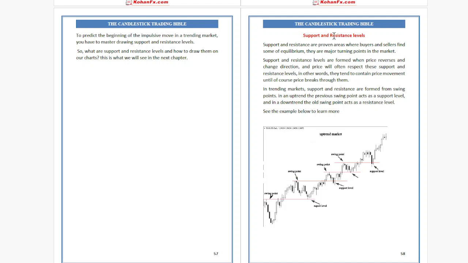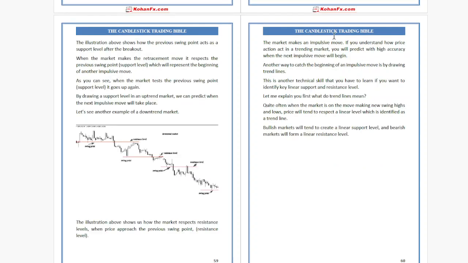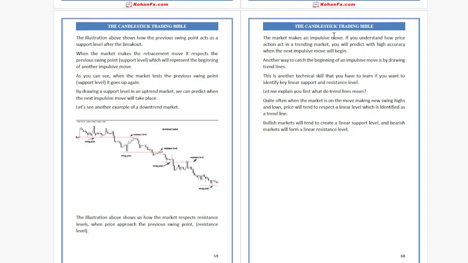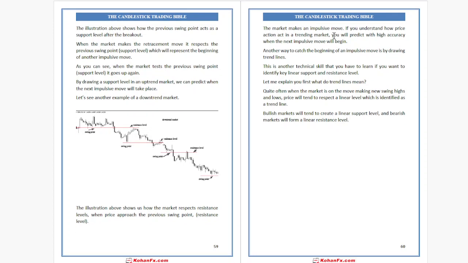In a trending market, support and resistance are formed from swing points. In an uptrend, the previous swing point acts as a support level, and in a downtrend, the old swing point acts as a resistance level. See the example below. The illustration above shows how the previous swing point acts as a support level after the breakout.